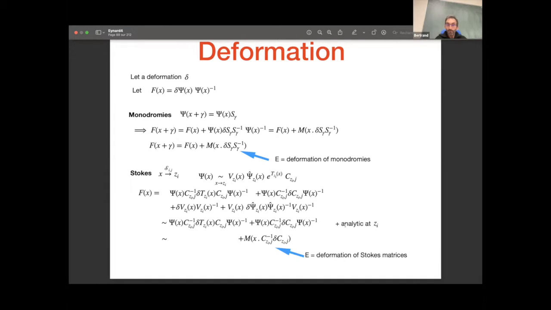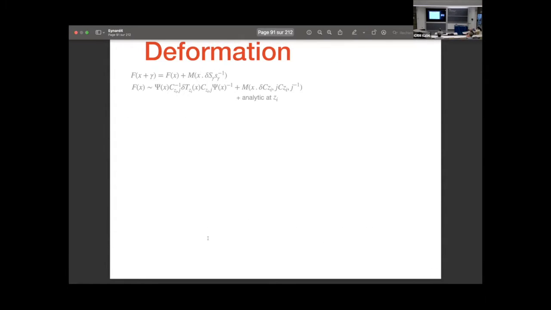So let me put it this way. This term, as I said, is an M with the E inside here to be the deformation of Stokes matrices. And this term contains C^-1 delta T C. And remember that delta T was related to the deformation of the times, and in particular, the isomonodromy times. It's the same, it appeared also in Miwa-Jimbo, this one.